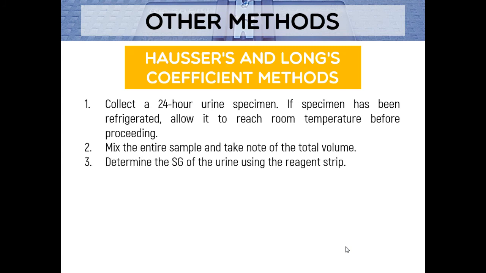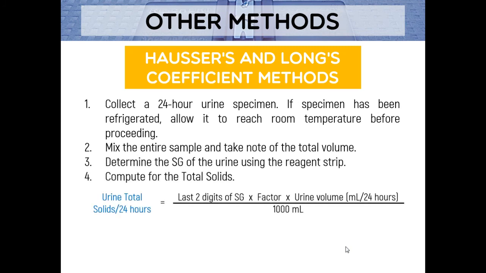And then we determine the SG using a reagent strip and we compute for the total solids. Now, you can see the difference between the Addis count and the last two methods. In the last two methods, we don't need to specify or count each specific urinary sediment, unlike in the Addis count, where we count for casts, we count for RBCs, we count for WBCs.